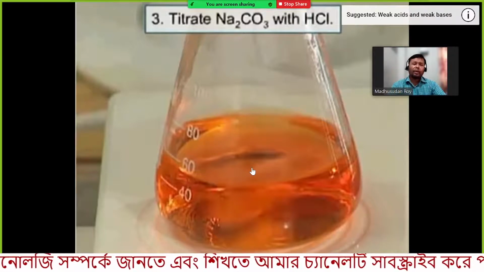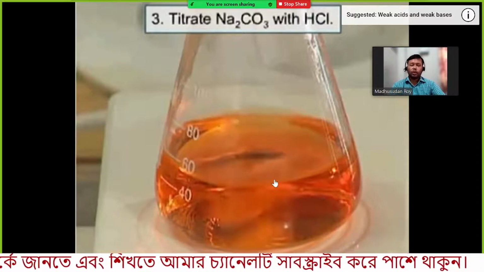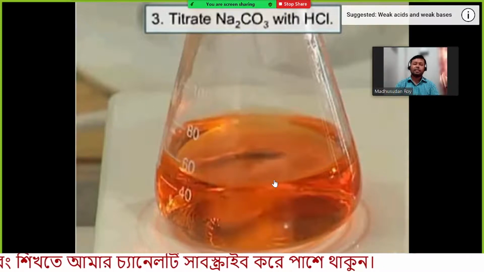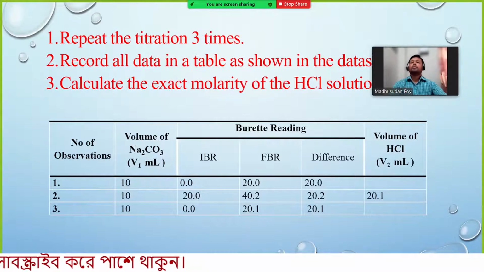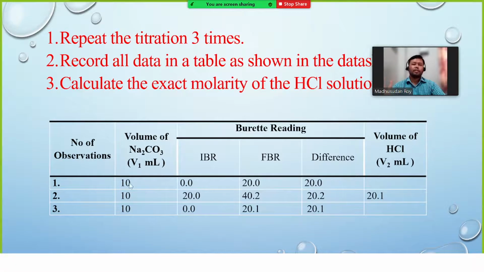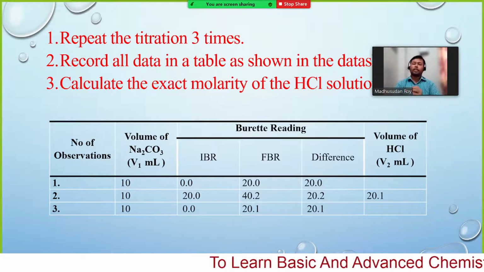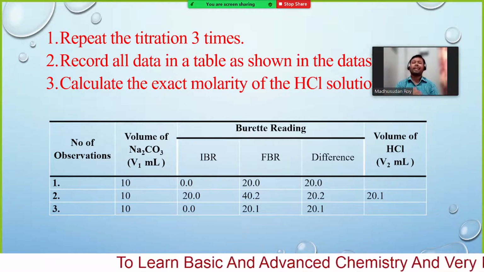Anyway, you need to get the information where the color changes, so you need to read the burette reading. Now you need to repeat the experiment at least 3 times. Here I am showing you that, let us consider we have taken the volume of sodium carbonate each time 10 milliliter in the conical flask. So you are taking sodium carbonate in the conical flask using your pipette, 10 milliliter.